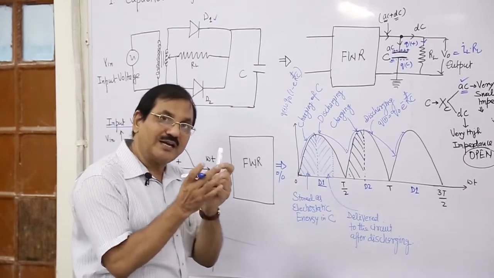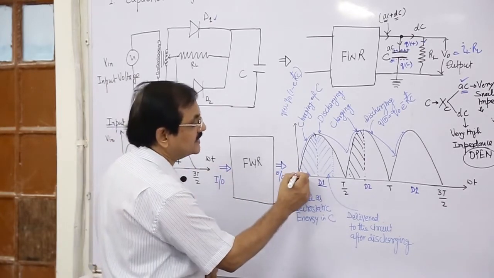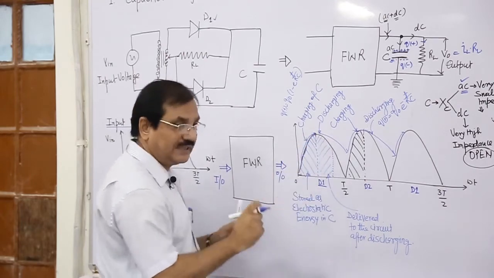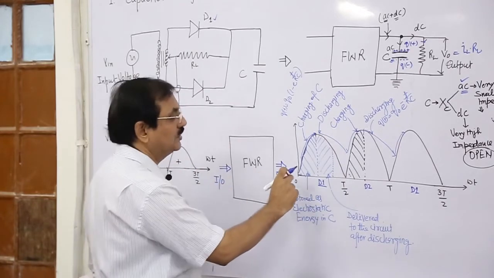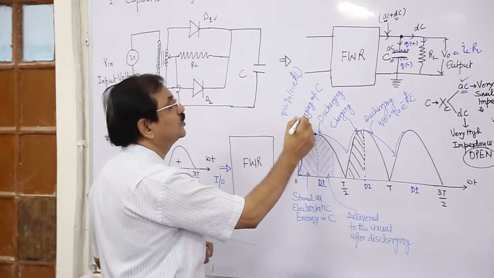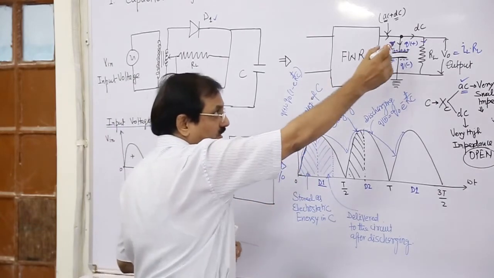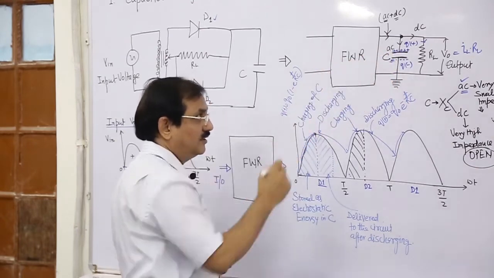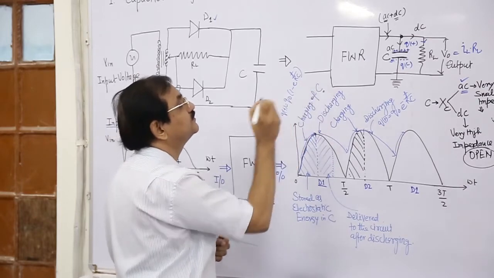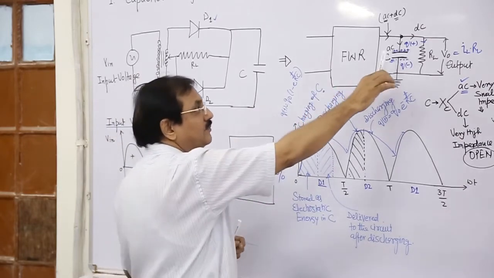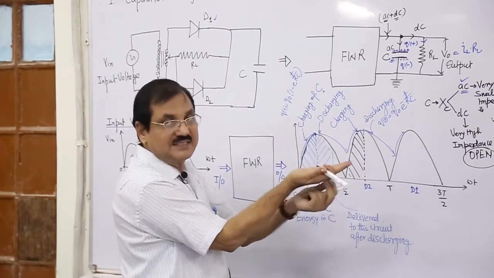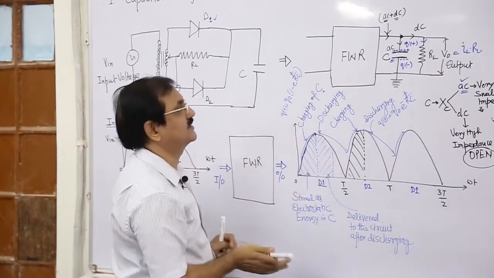Now, the work of the capacitor: when the voltage is going to increase from this point to this point, the current is flowing. So during the flow of the current, there is charging of C. The capacitor gets a positive charge on one plate, and here it is a negative charge, like this.